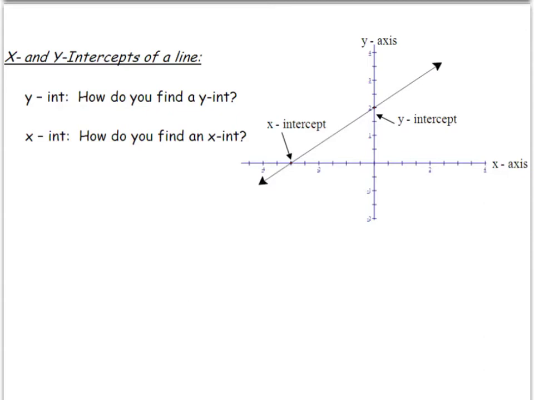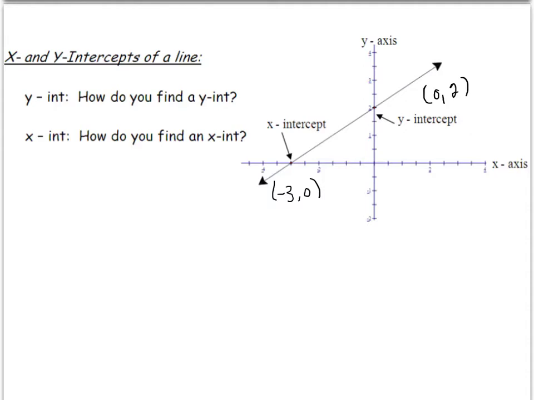The next thing I want to talk about are x and y intercepts. X and y intercepts are where your graph crosses the x and the y axis. So if you take a look at this line here, our x-intercept here is at the point negative 3, 0. And where we cross the y-axis, which is here, is at 0, 2. So let's take a look. How do you find the y-intercept? How do you find the x-intercept?